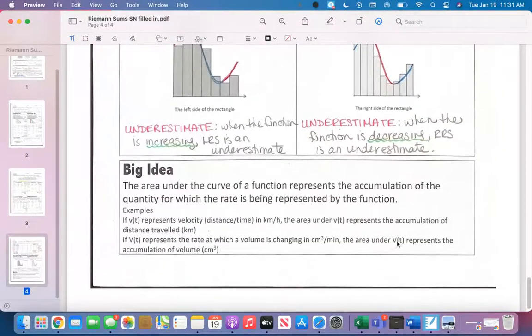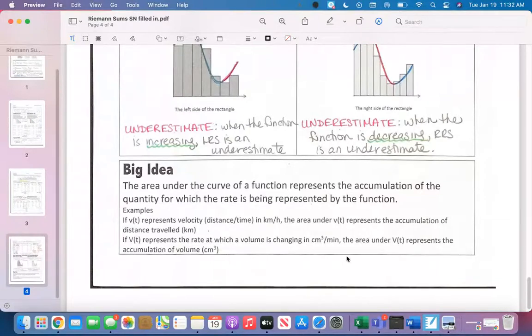And the really big idea, I want you to even highlight this in your notes, because this is a big idea that's going to carry with us as we move into integration. The area under a curve of a function represents accumulation of the quantity for which the rate is being represented by the function. So when we're working with velocity, for example, the area underneath a velocity curve is going to be an accumulation of the distance traveled. When we're looking at volume, we know that the area underneath the rate function of a volume changing is going to be an accumulation of the volume.